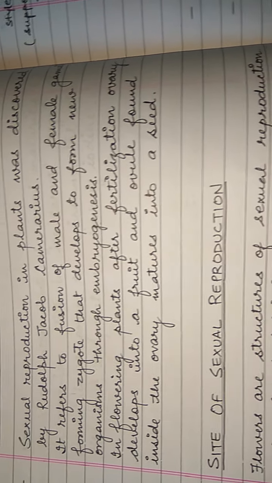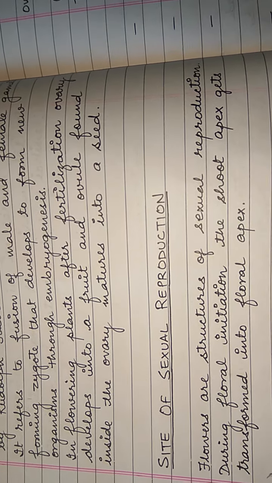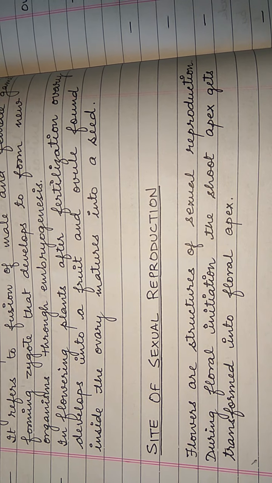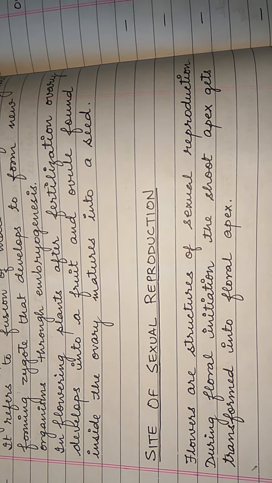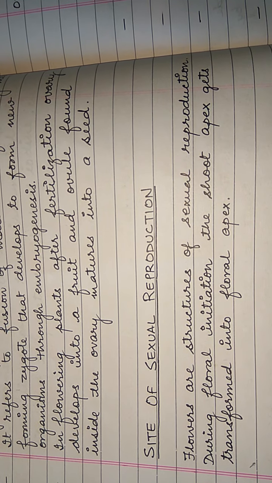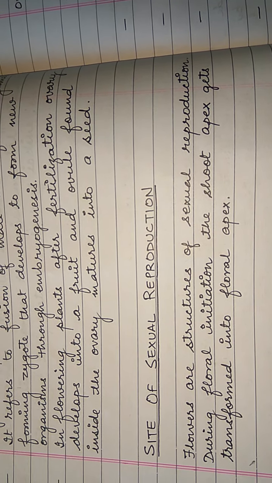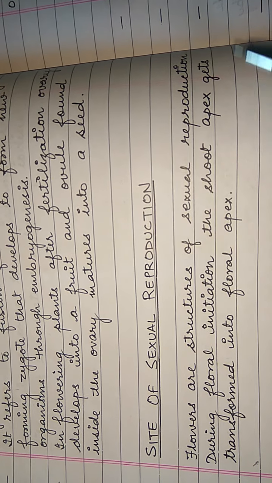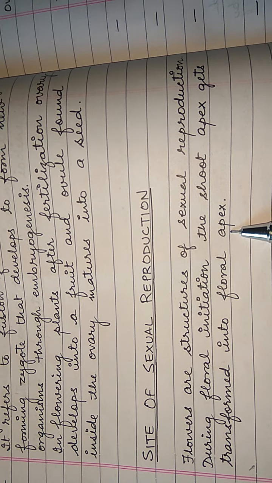Where is the site of sexual reproduction? So, the sexual reproduction site is the flower. These are the structures of sexual reproduction. During floral initiation, the shoot apex gets transformed into the floral apex.